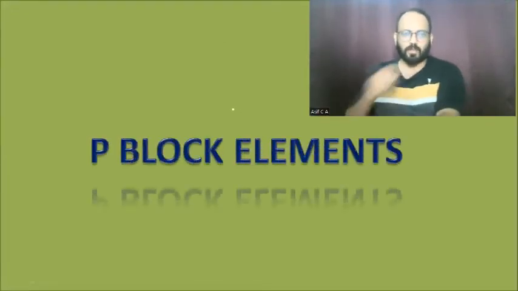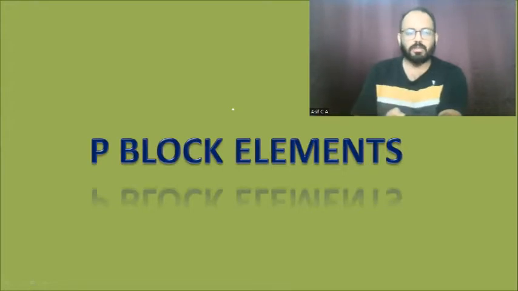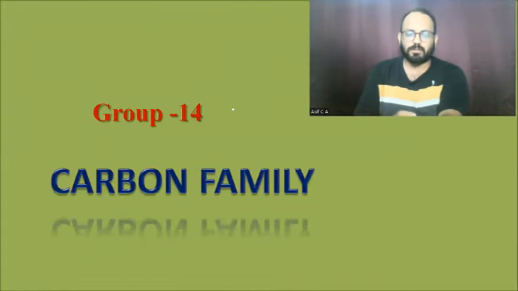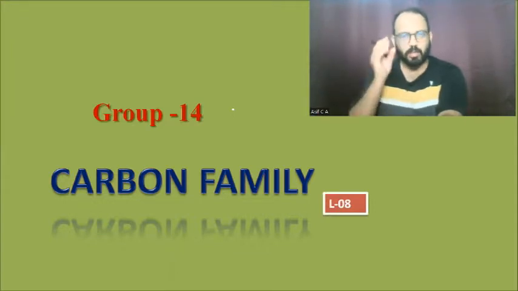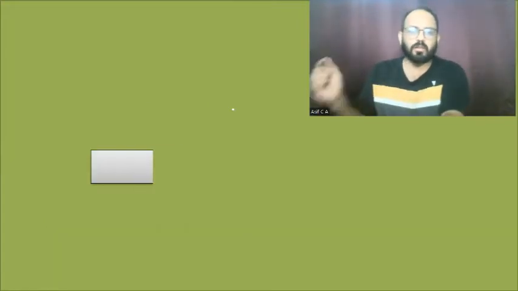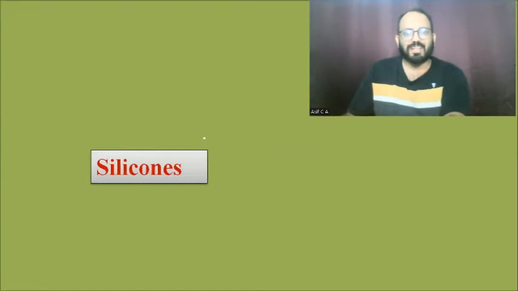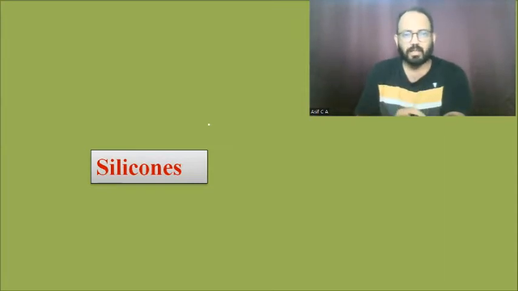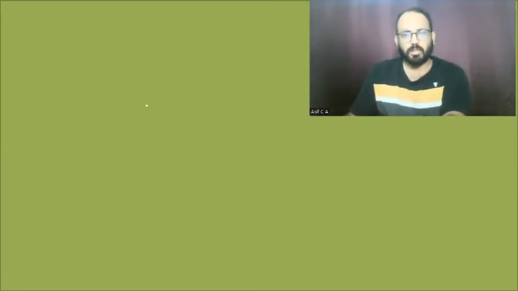So, in the P block chapter we were discussing, in the P block group 14 elements, that is the carbon family. This will be the last lecture of the carbon family. After the carbon family lecture, we'll be going to one of the physical chemistry chapters. Now we'll be starting with silicones, the compounds of silicon. Last lecture we saw about silica. In this lecture we're going to see silicones in detail.